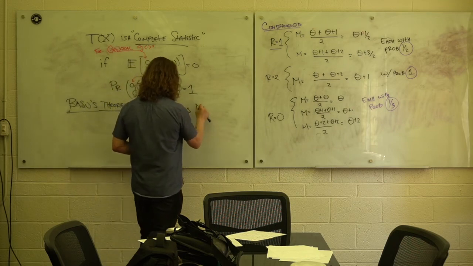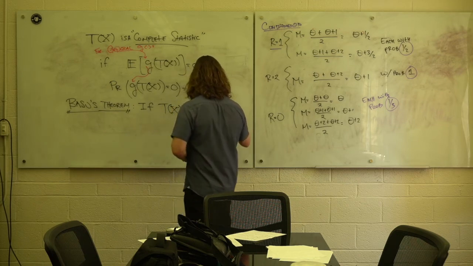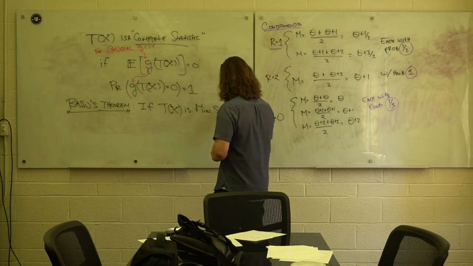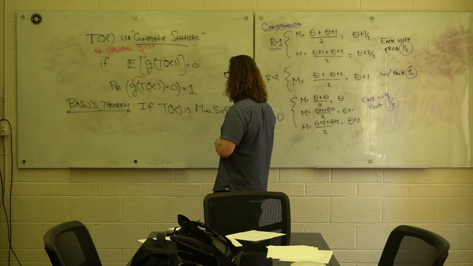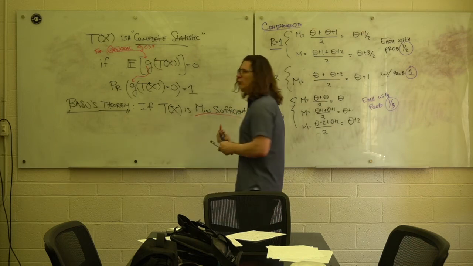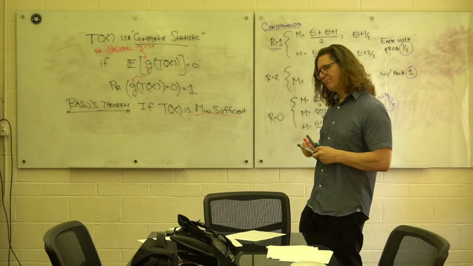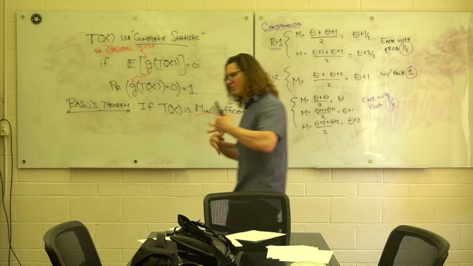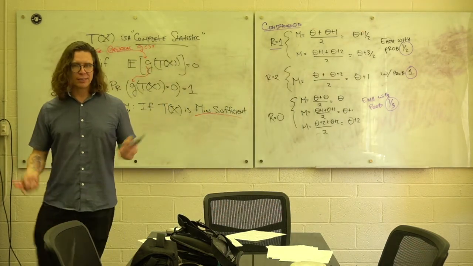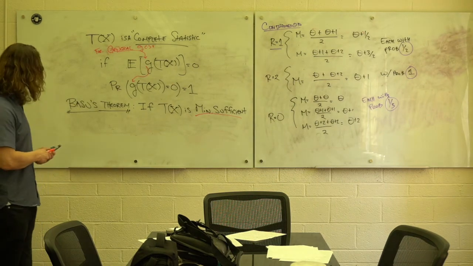is minimal sufficient, so if it's minimal sufficient, and we know how to show that, we work through a ratio and show that it's constant, if and only if the sufficient statistics are the same in the numerator and denominator. So what we talked about in the last lecture.